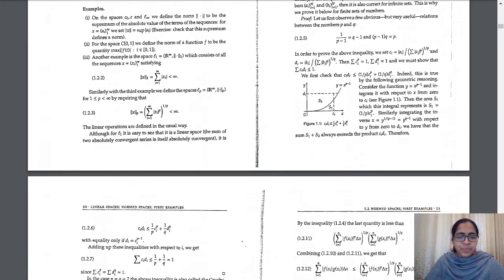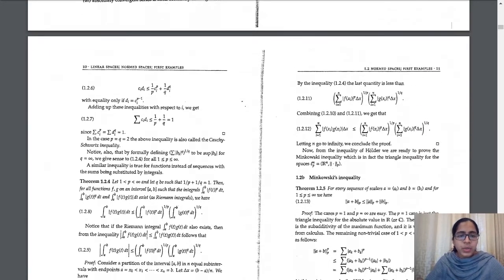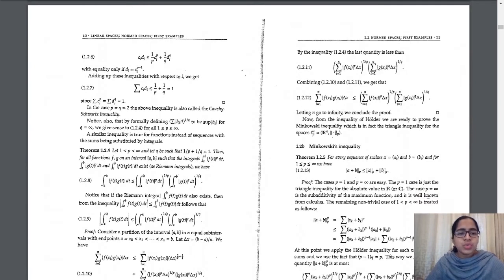Now you can note that when P equal to Q equal to 2, the above inequality is called the Cauchy-Schwarz inequality. So if you are asked to prove Cauchy-Schwarz inequality, what we must do? We must prove the Holder's inequality for the case P equal to Q equal to 2. Also, by defining (summation BK whole raised to Q) whole raised to 1 by Q to be the supremum of BK, we can for Q equal to infinity also solve it trivially.